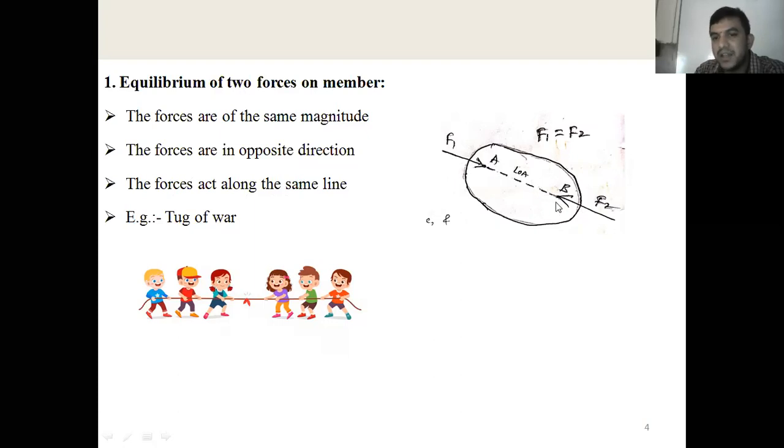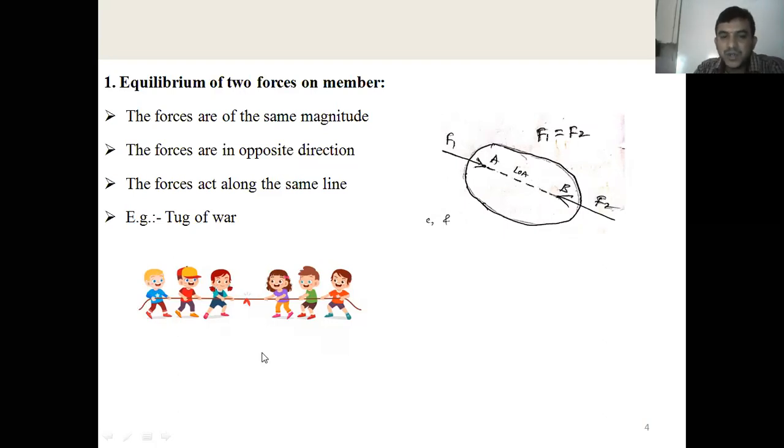On the same line. Then we can say that if you satisfy these three conditions, one, the magnitude is the same, second, the direction is opposite in nature, and third, the line of action of the forces is along the same line, then we can say the body is under equilibrium. When a body is subject to only two forces and is in equilibrium, it satisfies these three conditions. Right? This is what we can say theoretically.